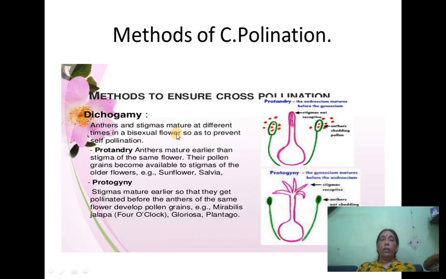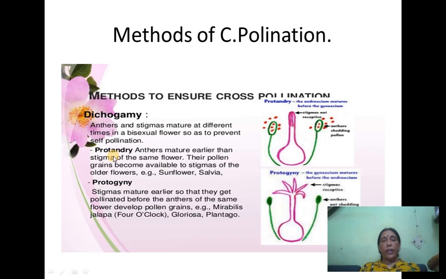Now we are proceeding toward the last part, that is the methods of cross-pollination. Now, methods to ensure cross-pollination. There are different types. Let us see dichogamy. As the name suggests, anther and stigma mature at different times in a bisexual flower so as to prevent self-pollination.